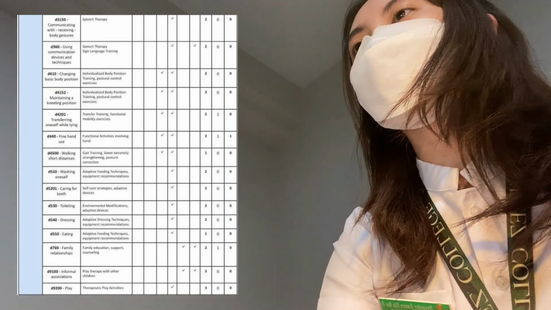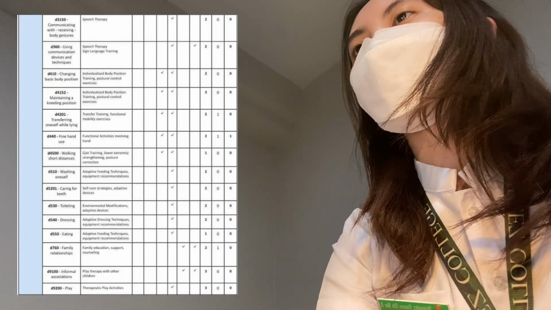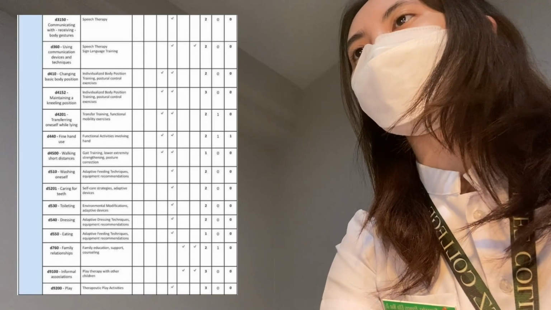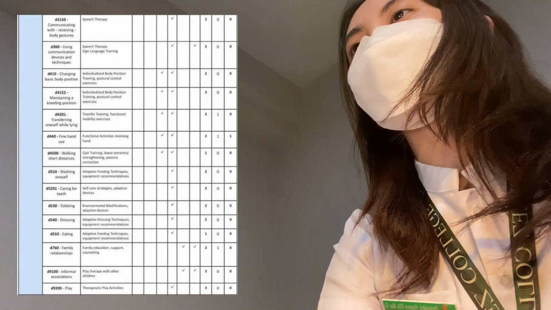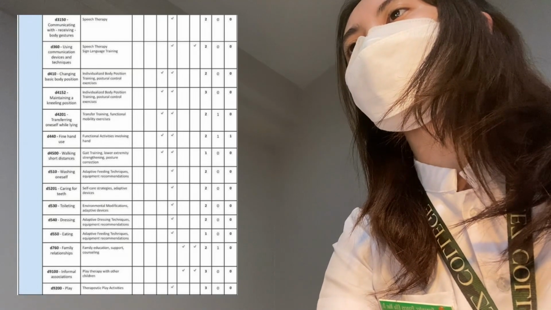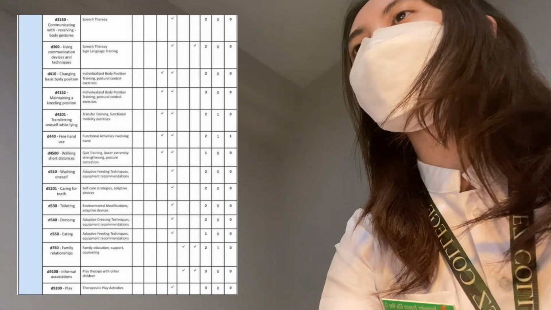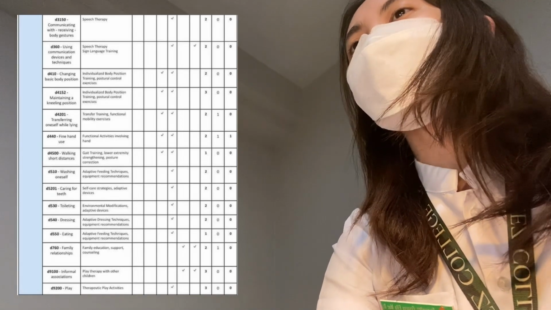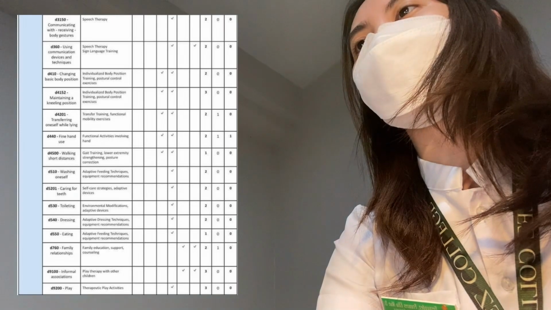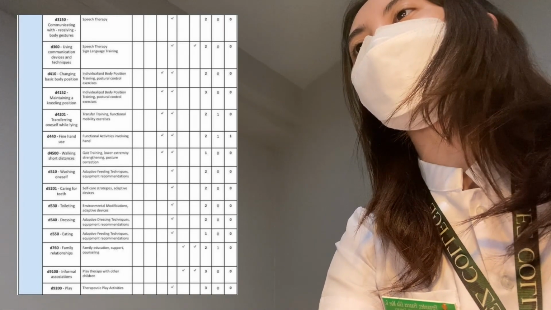Then we also have D410, which is changing basic body position, individualized body position training, postural control exercises with the first value of 2 and the rest is 0. Then we also have D4152, maintaining a kneeling position, individualized body position training, postural control exercises for the first value of 3 and the rest is 0. Then we also have D4201 for transferring oneself while lying.